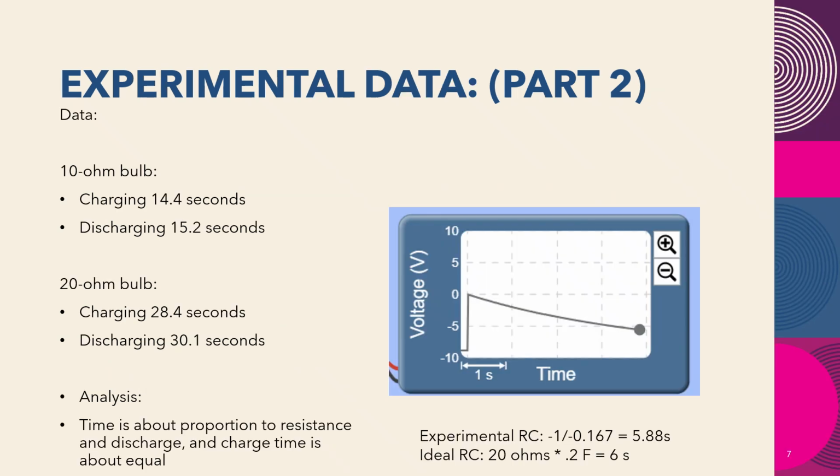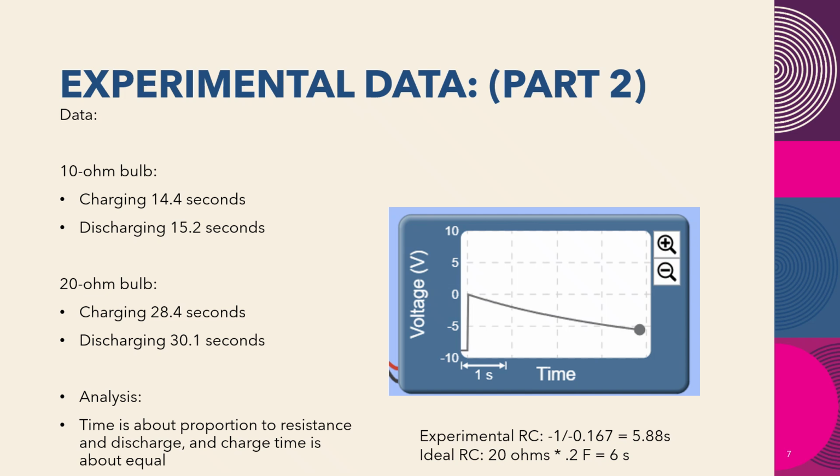So as for the results from the second part of the circuit, what I saw was that the 10 ohm bulb showed that the charging time was about 14.4 seconds, while the discharging time was about 15.2 seconds. For the 20 ohm bulb, it was about double that. And in our analysis, what I saw was that the resistance was about proportional to the charging/discharging time, and both the charging and discharging time were about equal.